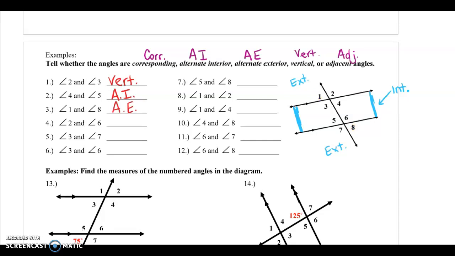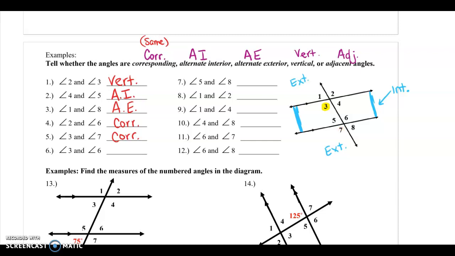And then we've got 2 and 6. So 2 is in the top right, and 6 is also in the top right on the bottom part of that cluster. They look like they're in the same position, and if they're in the same position, that would be corresponding. So I'll write CORR for corresponding. Then I've got 3 and 7. So 3 is here and 7 is here. It looks like they're in the same position. Bottom left, bottom left. So I have another pair of corresponding angles.